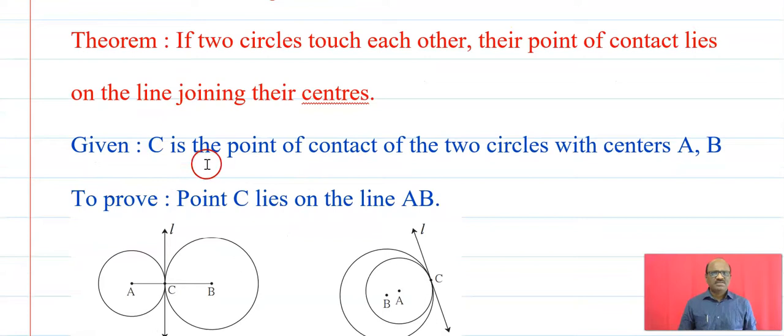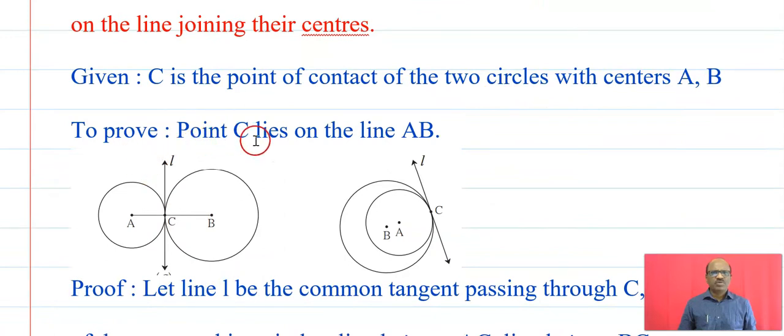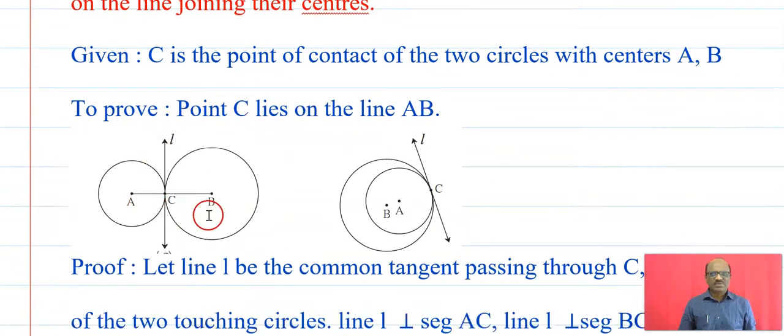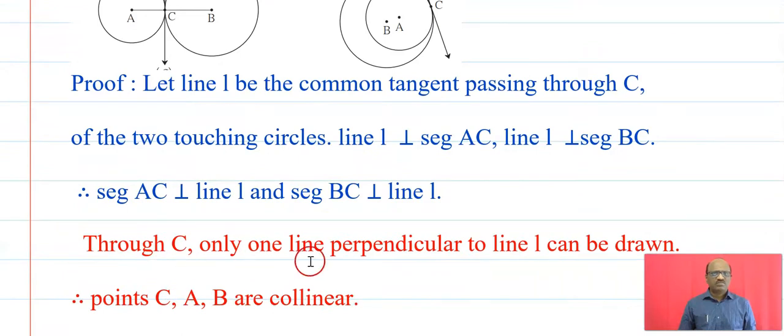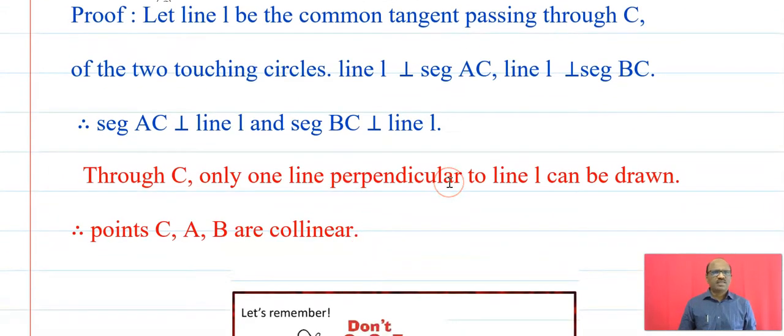Here, given C is the point of contact of the two circles with centers A and B. To prove that the point C lies on the line AB, now see this figure. Let line L be the common tangent passing through the point C of the two touching circles. Line L is perpendicular to AC, line L is perpendicular to BC, and therefore segment AC is perpendicular to line L, and segment BC is perpendicular to line L. Through C, only one line perpendicular to L can be drawn, and that's why the points C, A, B are collinear.